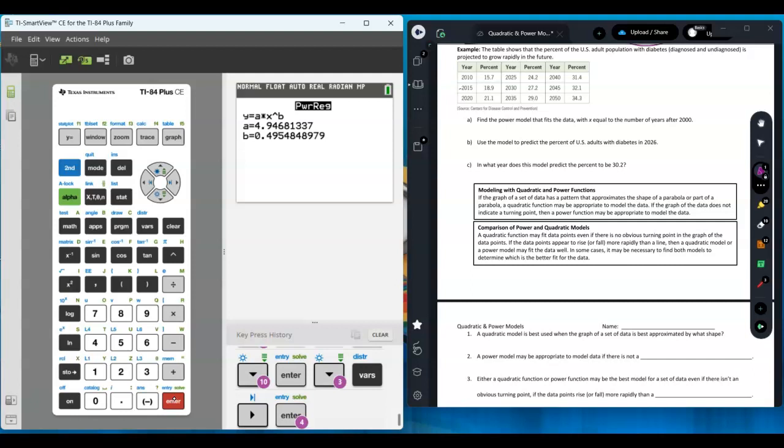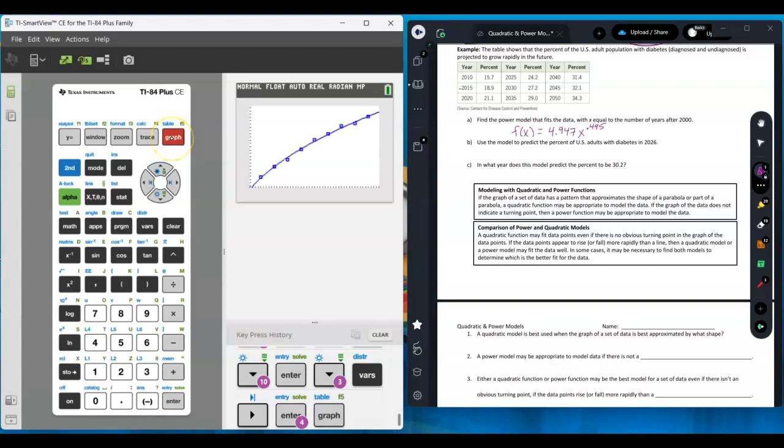So I'm going to use f of x instead of y, but it's the same thing. So they're giving me f of x equals a times x raised to the b power, but A is, if I round to 3 decimals, 4.947, and then times X, which is raised to the 0.495 power. So that's my equation for my power model that fits this data. And since I told it to store that, that means it should graph that automatically now if I hit graph.